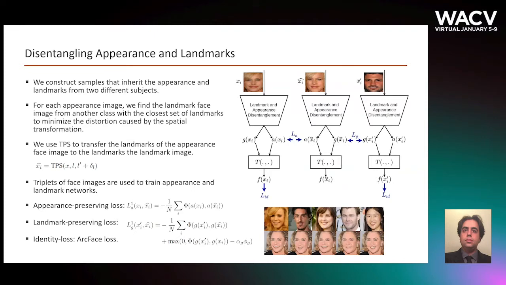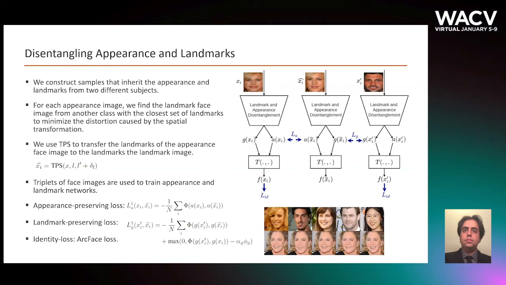Let xi denote an appearance image and let li describe its landmarks. We find another face image x prime i from a different class corresponding to the closest set of landmarks l prime i. We use the thin plate spline to transfer the landmarks of the appearance face image to the landmarks of x prime i. Triplets of face images are used to train appearance and landmark networks.